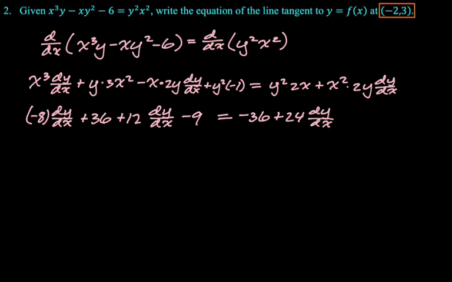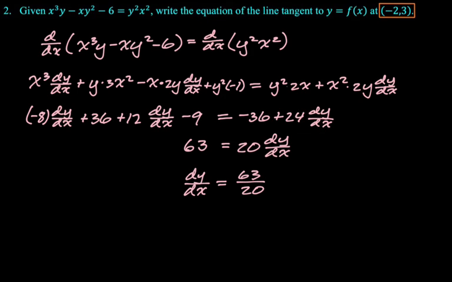So I think the easiest thing on this problem is to move all the dy/dx's to the right, because there's 24 of them on the right-hand side, and there's only 4 of them on the left-hand side, so I'm going to get 20 dy/dx's. And then I'm going to therefore move the negative 36 over. So I'll have 36 plus 36 is 72, minus 9 is 63. So we know dy/dx is 63 over 20.